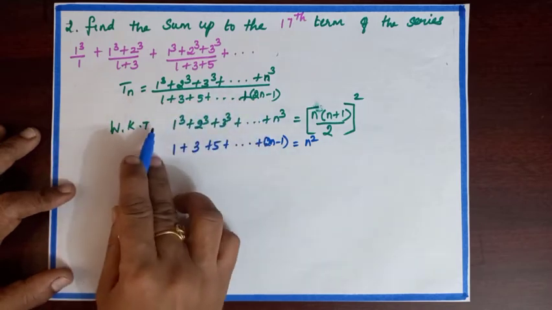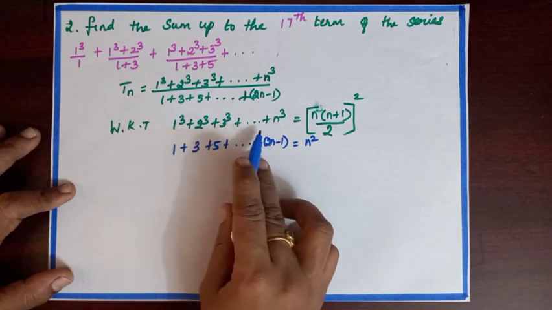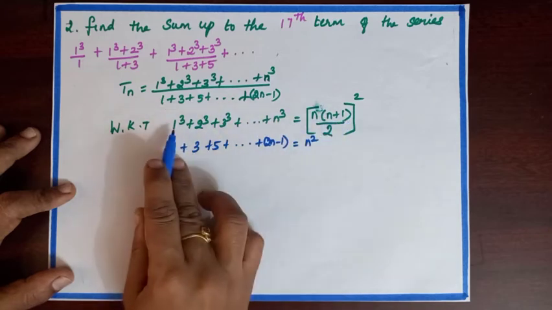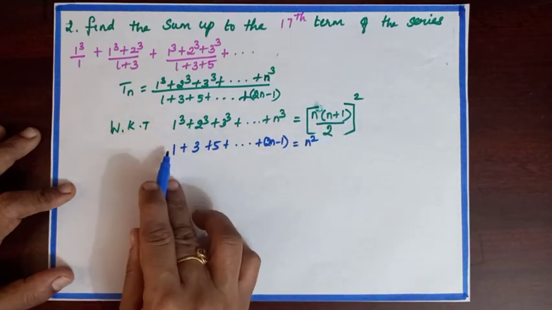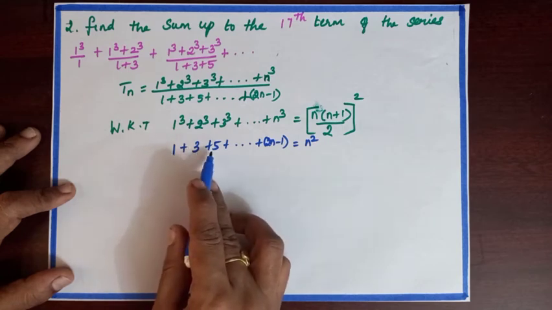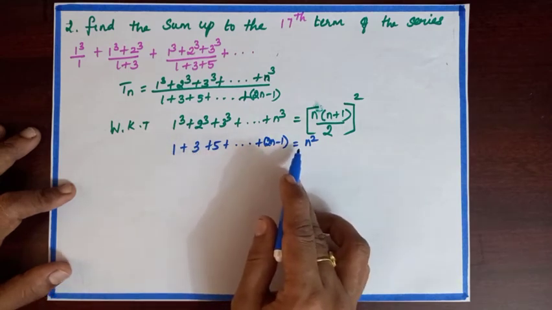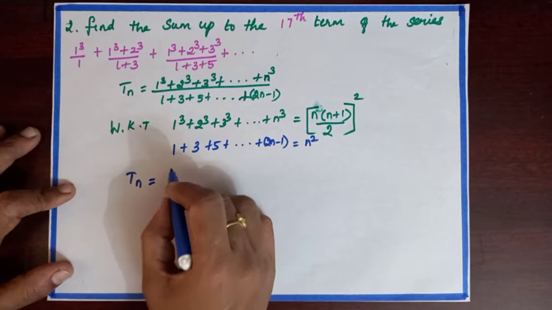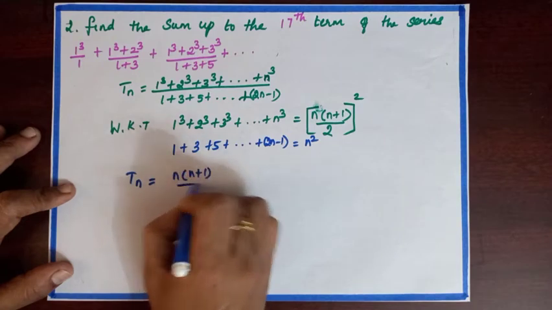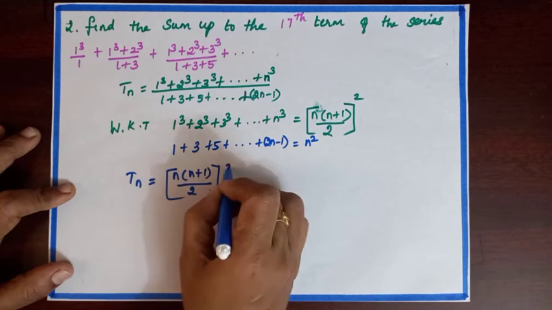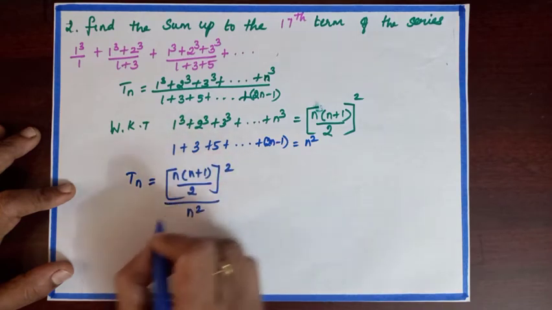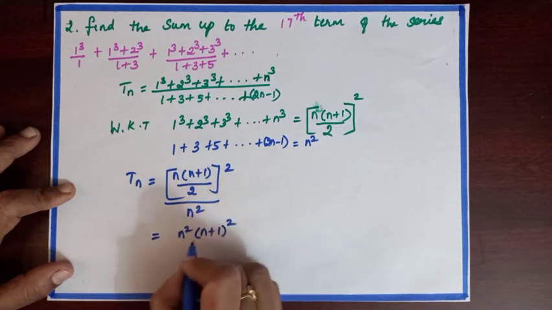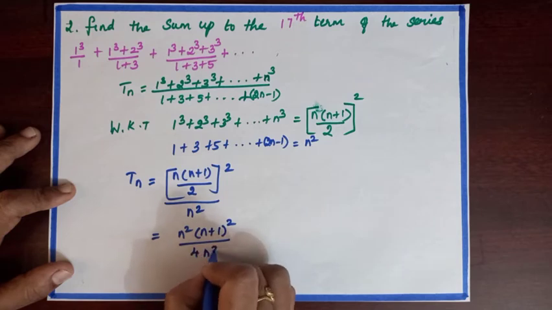We know that 1 cube plus 2 cube plus 3 cube plus dot dot plus n cube is equal to n into n plus 1 by 2, the whole square. Already I have learned this formula in 10th grade. The sum of the odd numbers, that is 1 plus 3 plus 5 plus dot dot 2n minus 1, is equal to n square. So Tn equal to n into n plus 1 by 2, the whole square, divided by n square, which is equal to n square into n plus 1 the whole square, 2 square is 4, by n square.